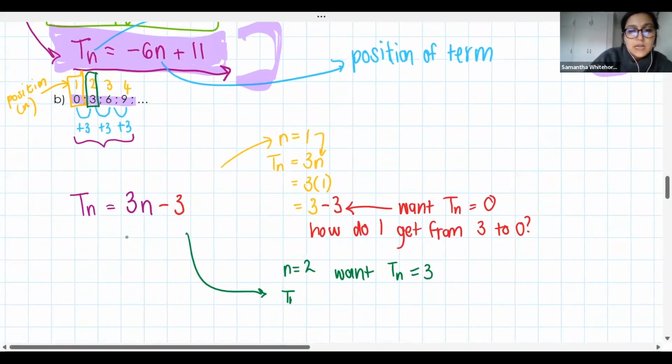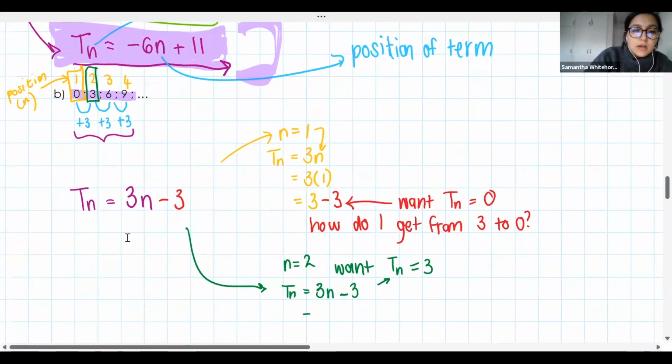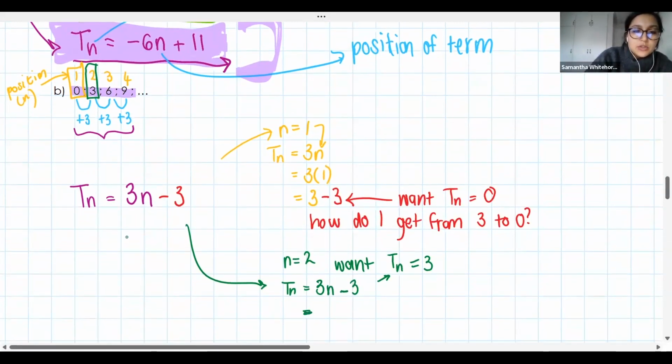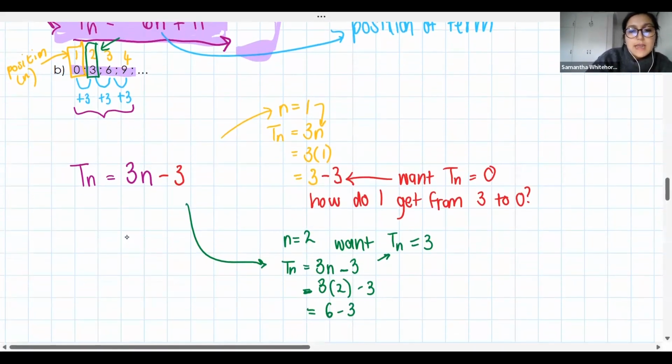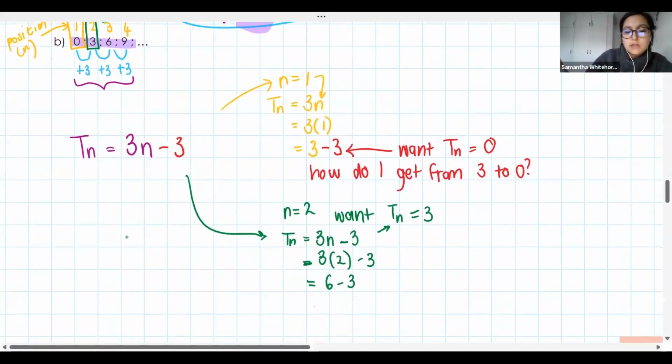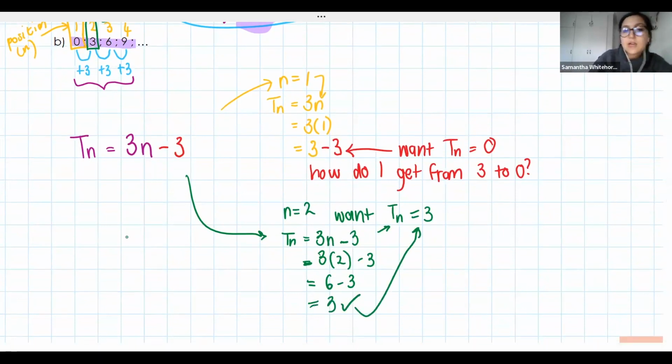Right, so tn is equal to 3n minus 3. Let's double check that we get what we want. n, I've just told you, is 2 because that's the input value. So 3 times 2 minus 3. 3 times 2 is 6, minus 3. And we know that 6 minus 3 is 3. Look at that. That was the tn value that I wanted. I got what I wanted. And so what that means is that this rule is correct.